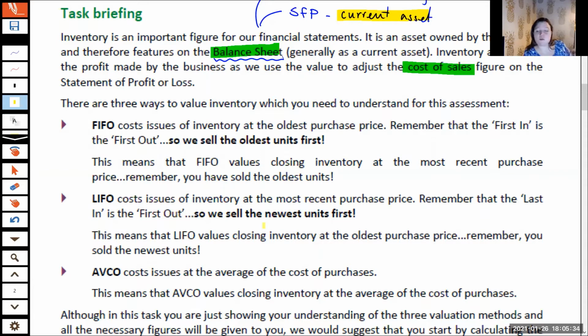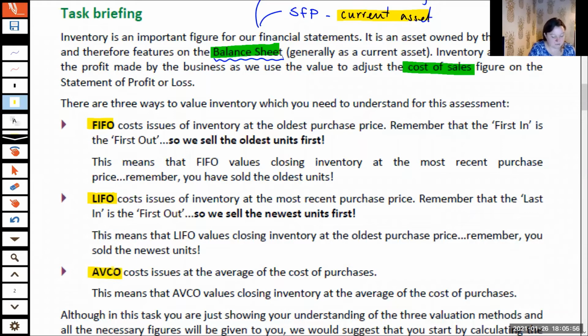And there's 3 ways that we are allowed to use, or we can use, to help us value our inventory. The first one is called FIFO. The second one is called LIFO. And the third one is called ACCA.